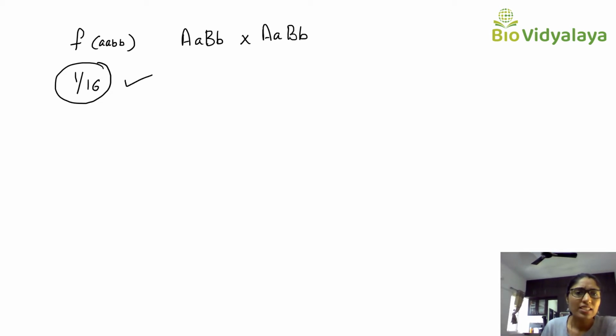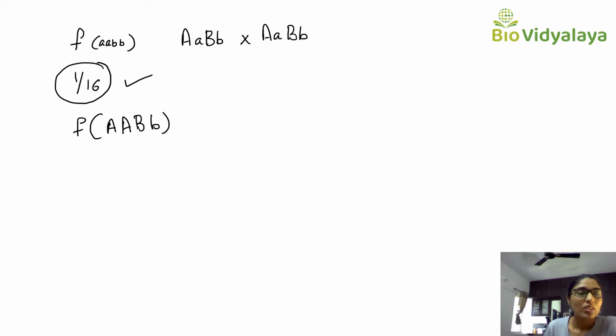But if they are asking what is the frequency of getting capital A, capital A, capital B, small b, then what will you do? You have to draw the Punnett square and count how many capital A, capital A, capital B, small b are there, isn't it? But that is time consuming. In competitive examinations, we have no time to waste. So here I will give an easy trick to solve questions like this.